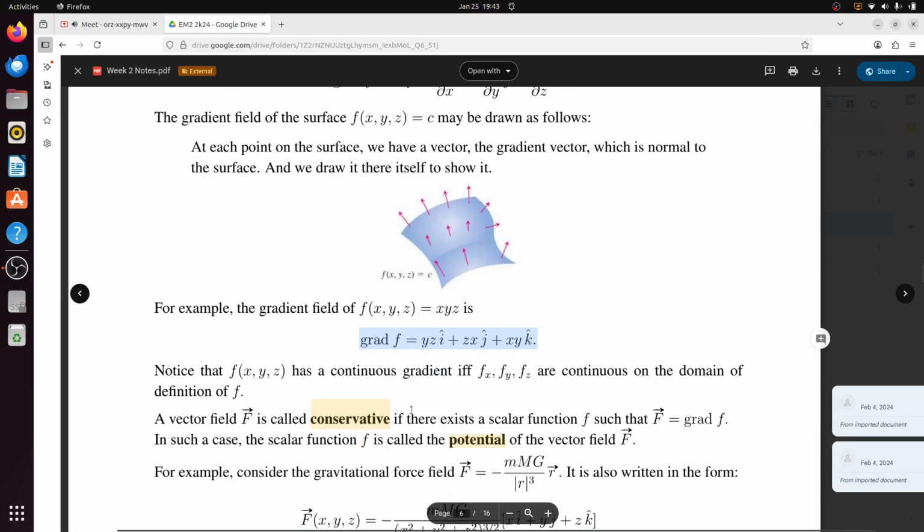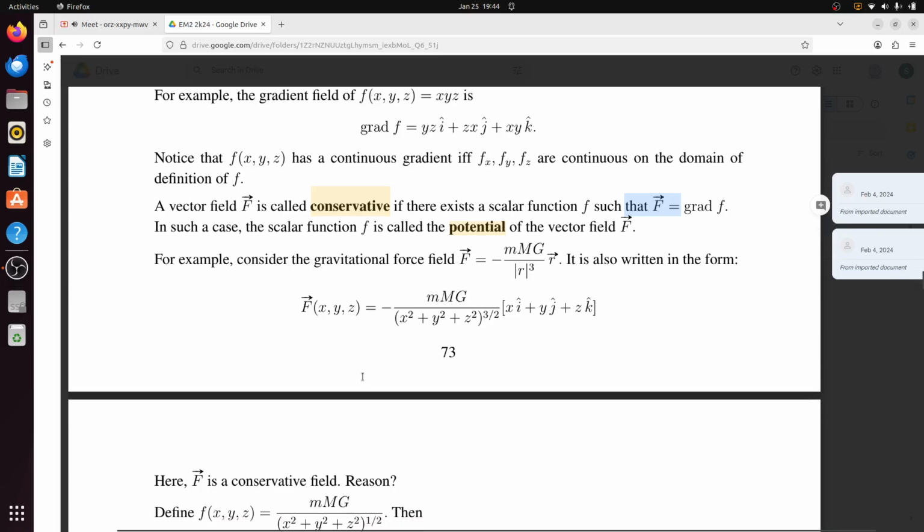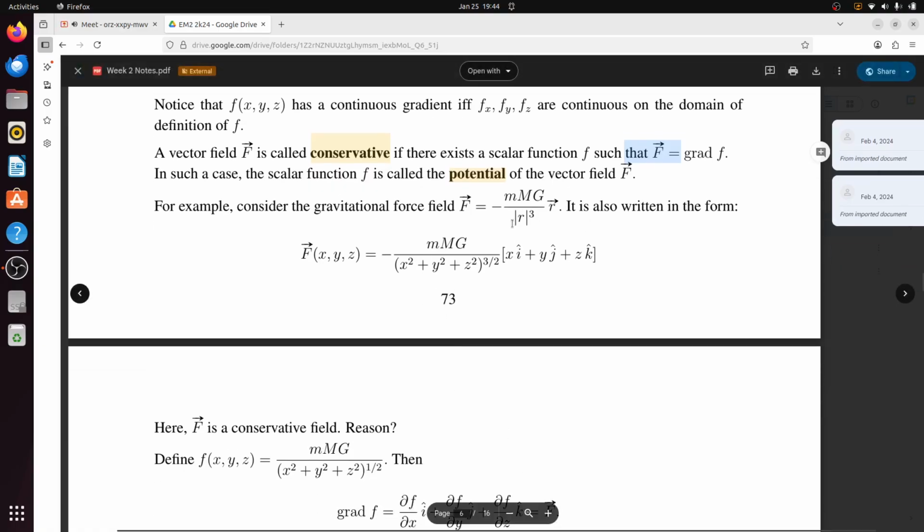For any vector field, if you have this kind of function f, then this vector field F is called a conservative vector field. For example, the gravitational force field is actually a conservative field. I will upload the notes, so no need to worry about it.